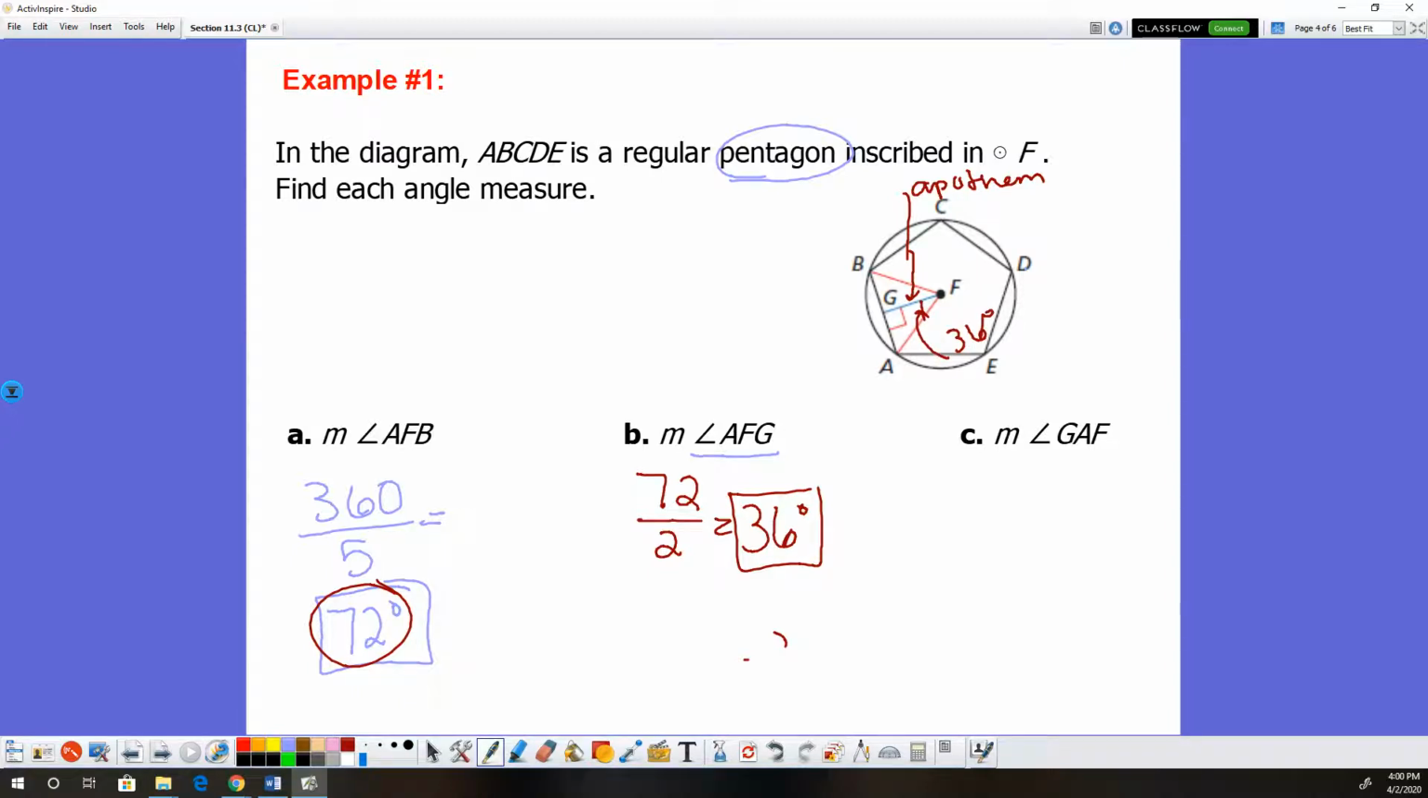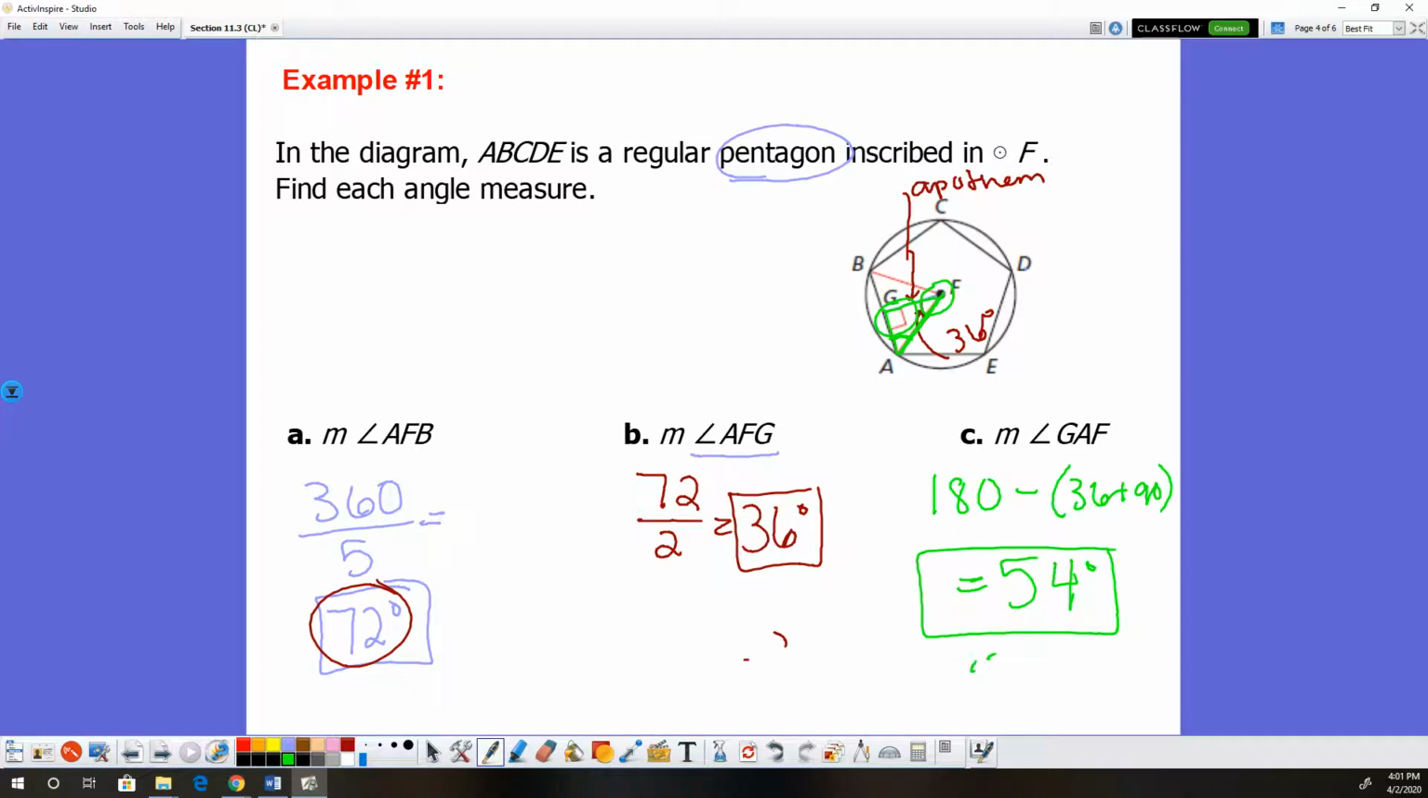All right, now we want to find GAF, angle GAF. So measure of angle G to A to F. So I'm talking about this angle here. Well, guys, notice this is just a triangle. We know this is 36 degrees. This is 90 degrees. So this would be just whatever 180 minus 36 and 90 is. So this would be 54 degrees.